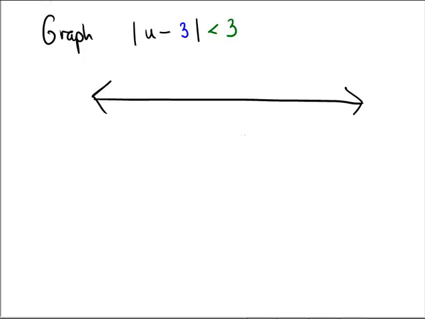Okay, assuming you gave it a shot here, u minus 3 means my distance from 3 needs to be less than 3. So 1, 2, 3 puts me out to 6. 1, 2, 3 puts me down to 0. 3 units left and 3 units right. The distance is less than, not less than or equal to, so we will use parentheses this time to indicate that the shading is going to be above 0 but less than 6. So the correct answer, final answer, is this interval that extends from 0 to 6.